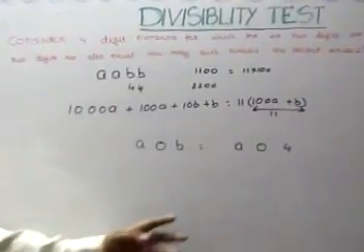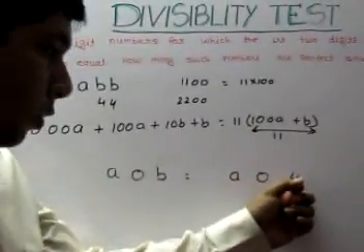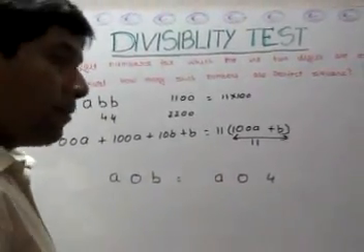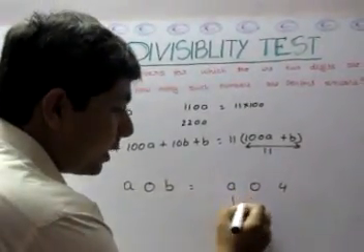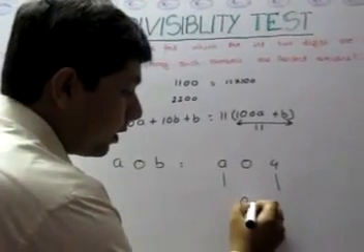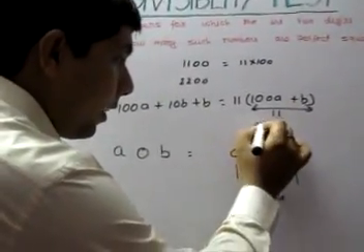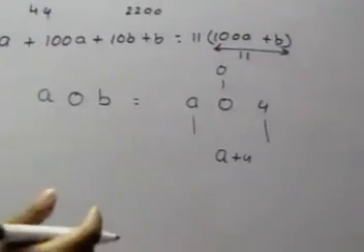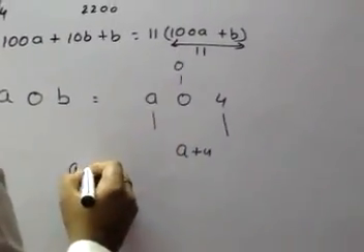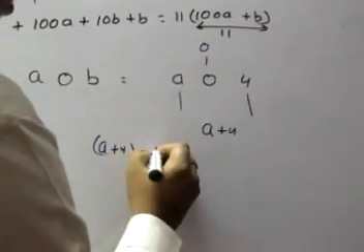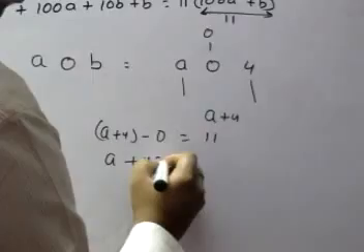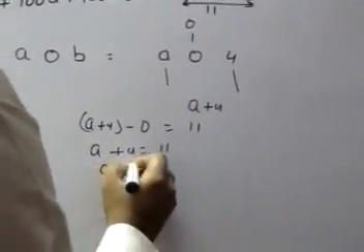Now we know this is a 3-digit number whose last digit is 4, middle digit is 0, and the number is a multiple of 11. Now apply the divisibility rule of 11. If the number is a multiple of 11, the difference between the sums of alternate digits must be equal to 0 or a multiple of 11. Now in this case, the required difference is a plus 4 minus 0, which must be equal to 11, so a plus 4 is equal to 11, or a equal to 7.